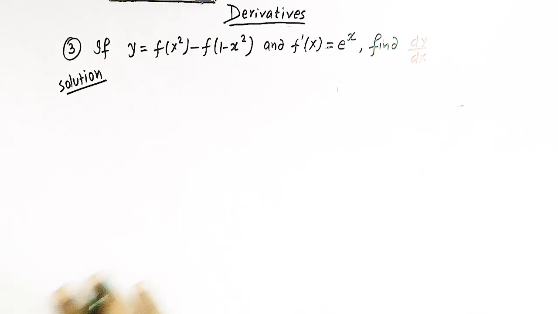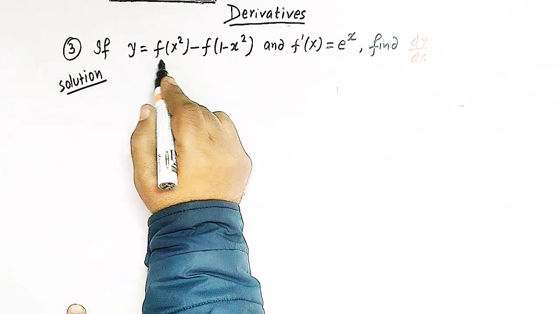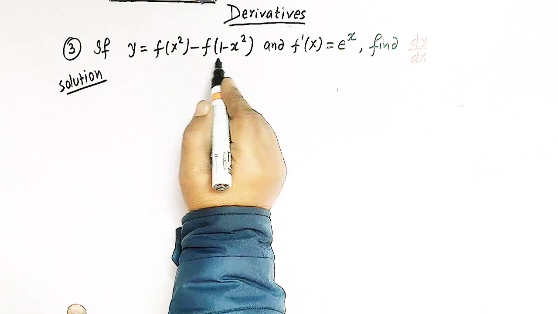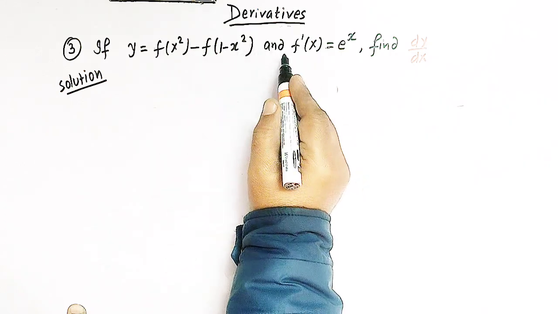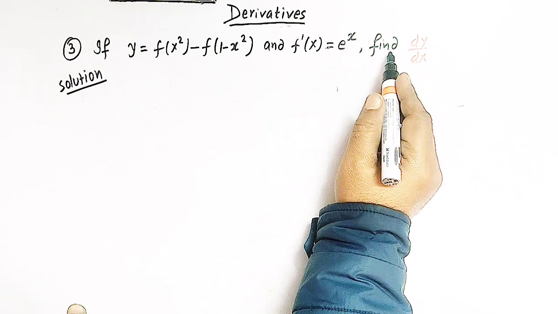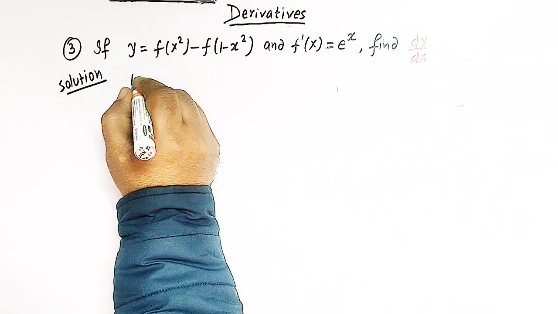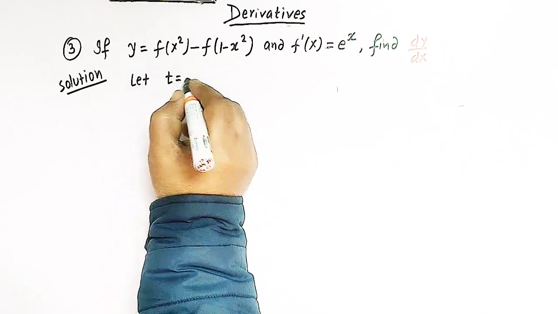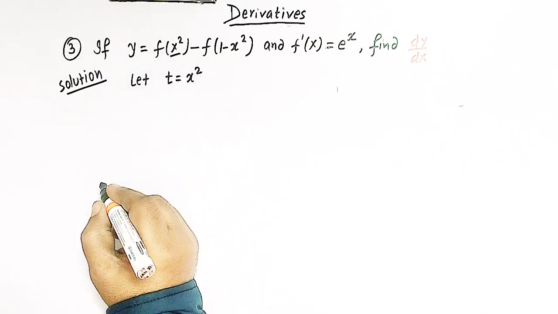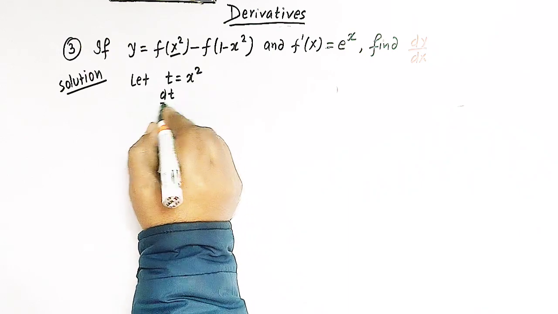So now let us consider the third problem. Here we are given y is equal to f of x square minus f of 1 minus x square, and f prime of x is equal to e raised to x, and we have to find dy over dx. So again we'll make use of the method of substitution and chain rule. Let us assume t is equal to x square.